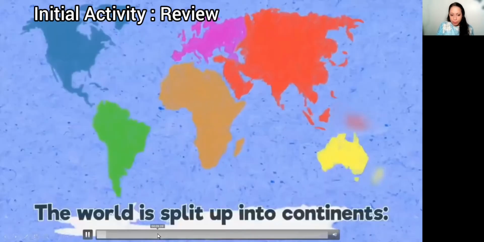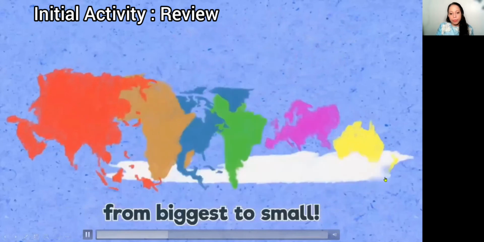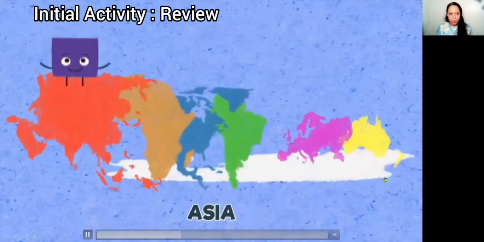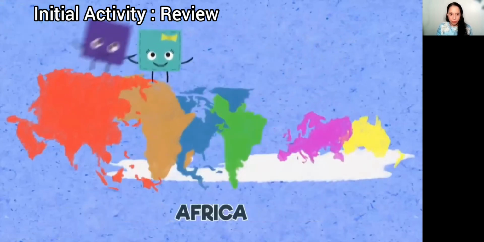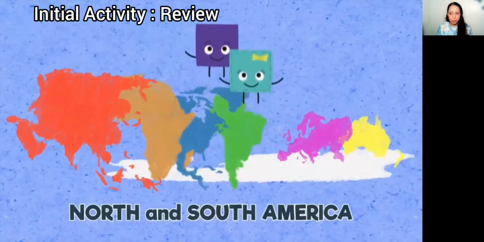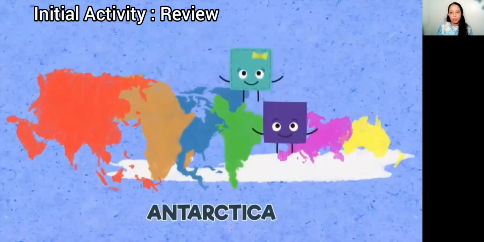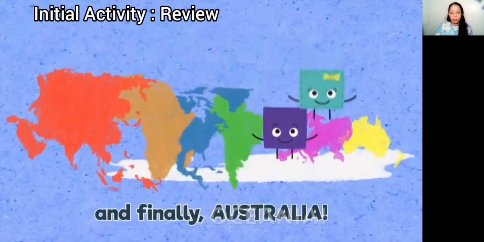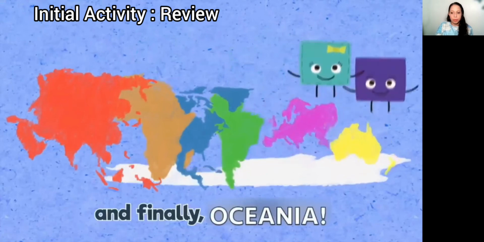The world is split up from biggest to small. They are Asia, Africa, North and South America, Antarctica, Europe, and finally Oceania.